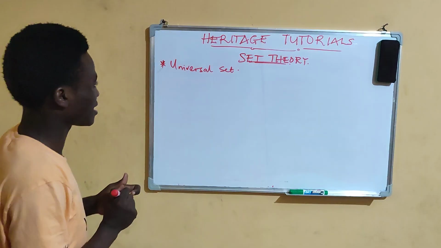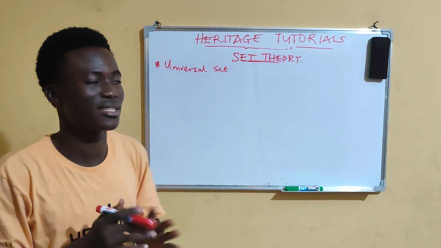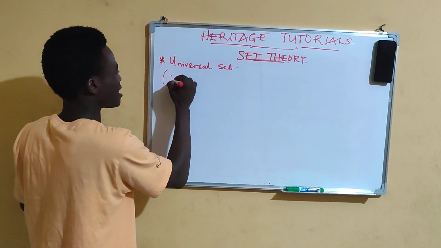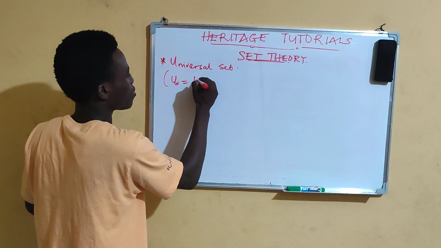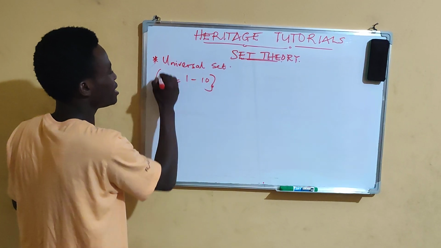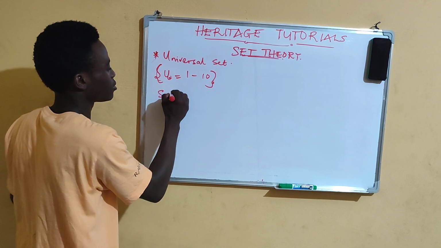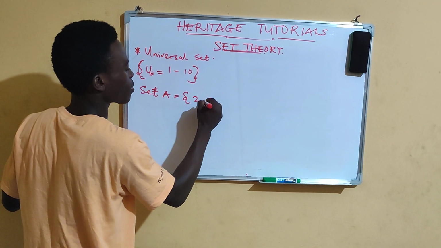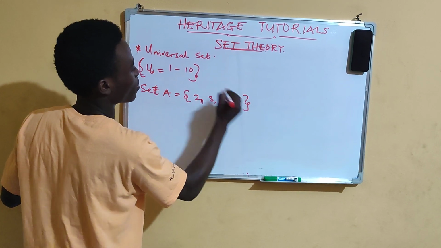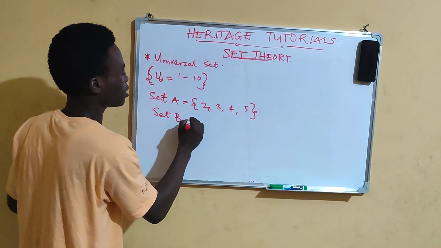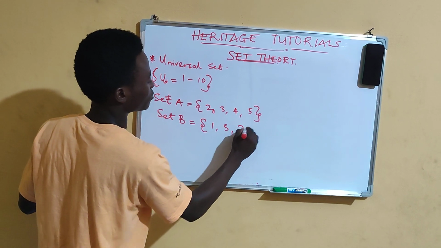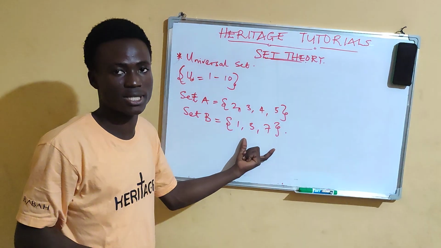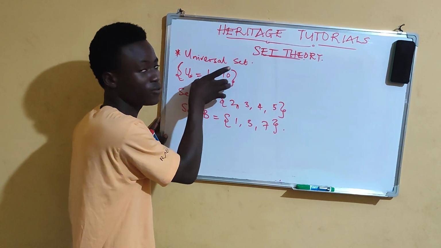The basic meaning of universal set is that it is the mother set, the set that contains all other subsets. For example, your universal set can be 1 to 10. Set A can be 2, 3, 4, and 5. Set B can be 1, 3, 7. So the universal set consists of all other subsets, and all other subsets are gotten from the universal set.